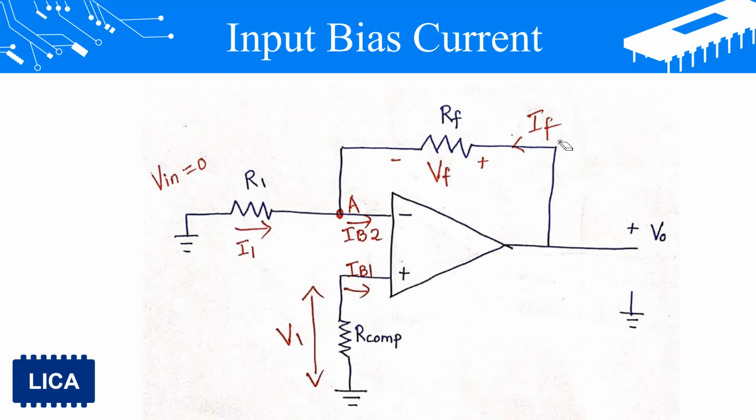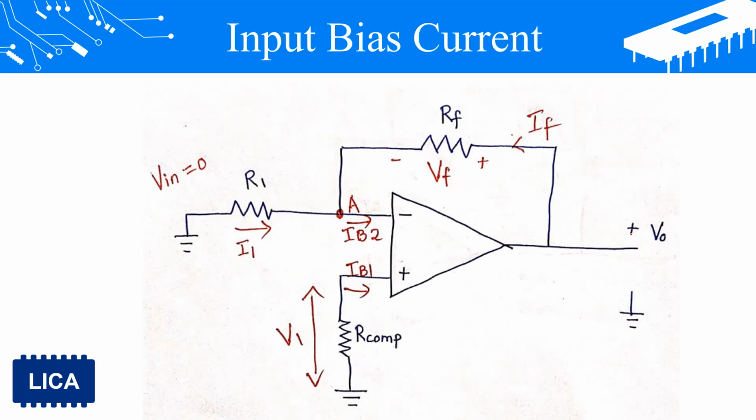To reduce the undesirable effect of the bias currents, a compensation circuit is used. Here, I am going to insert a compensation resistor R_COM between the non-inverting terminal and ground to compensate for the undesirable effect. Now we will see the derivation, how to find IB1 and IB2.